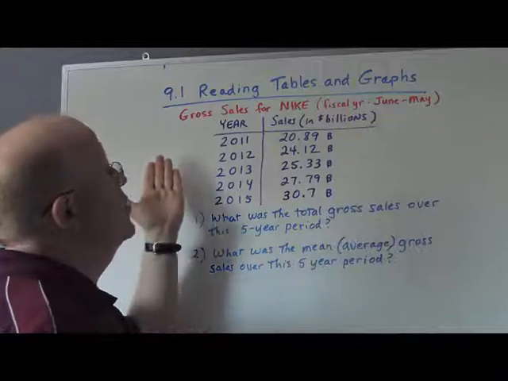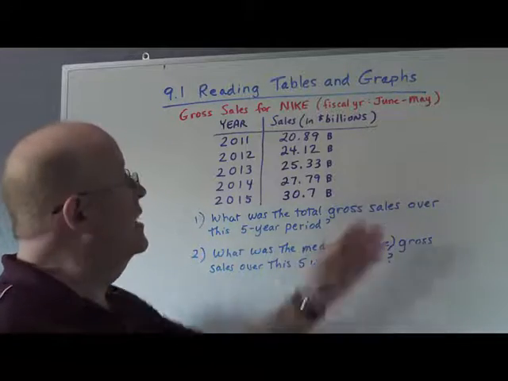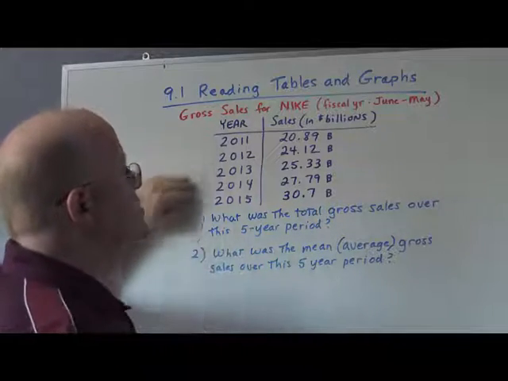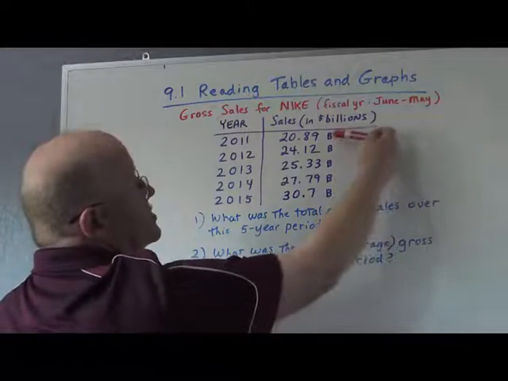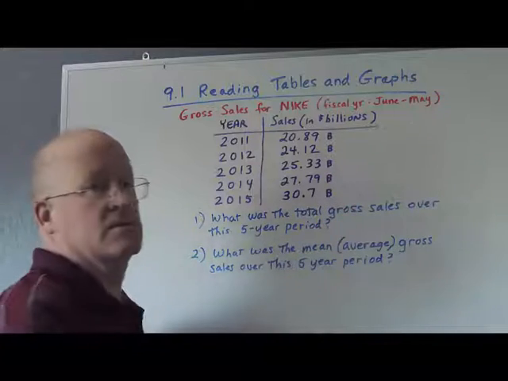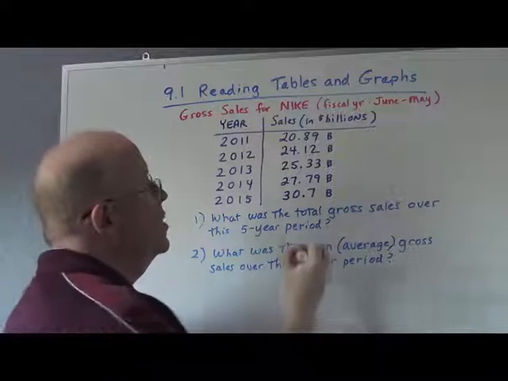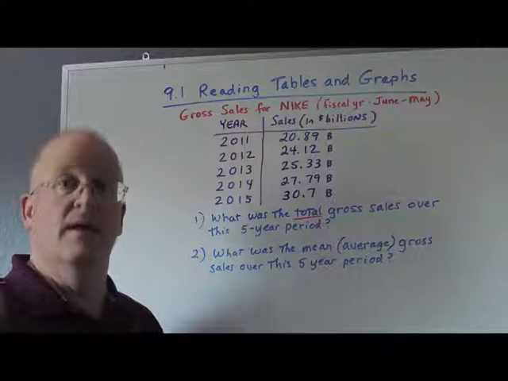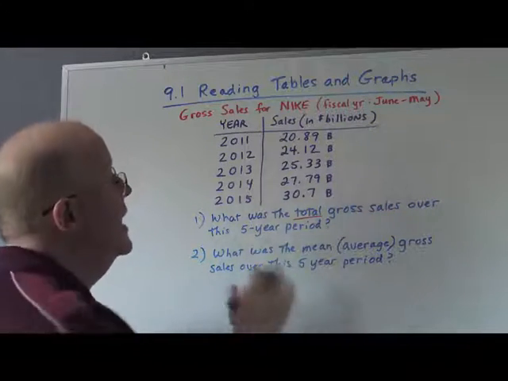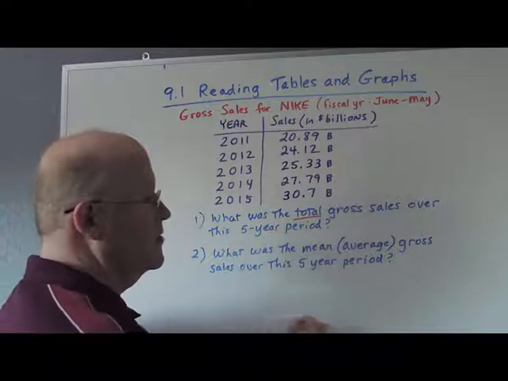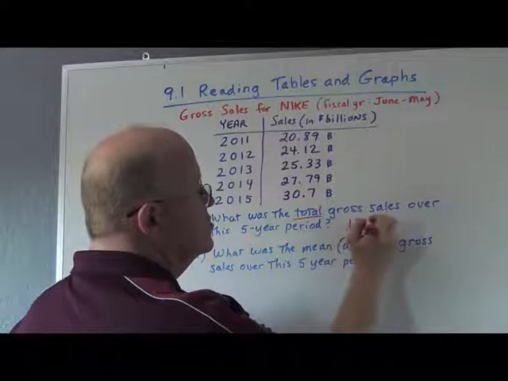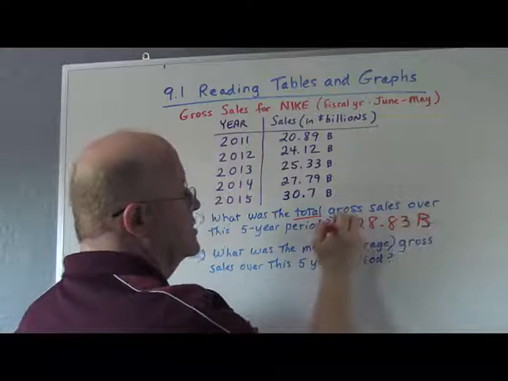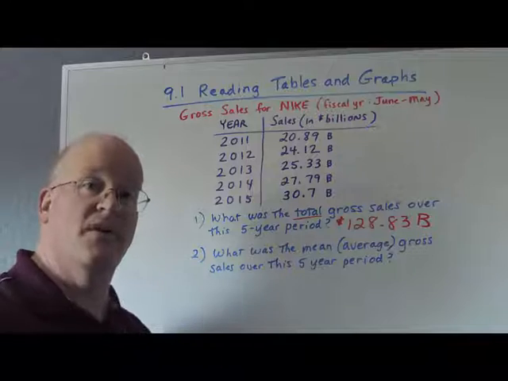Now I have a third set of data I'd like to look at. We're dealing with gross sales for Nike, and this is in their fiscal year from June to May, and the years are listed as well as what the gross sales are in billions of dollars. The first question asks, what was the total gross sales over this 5-year period? That basically tells us we need to add these 5 values together, which will give us $128.83 billion in sales over these 5 years.